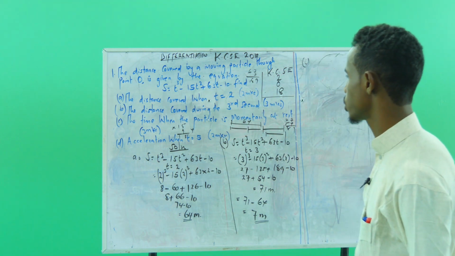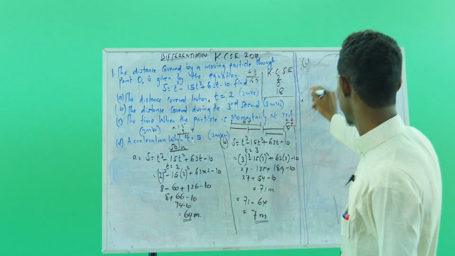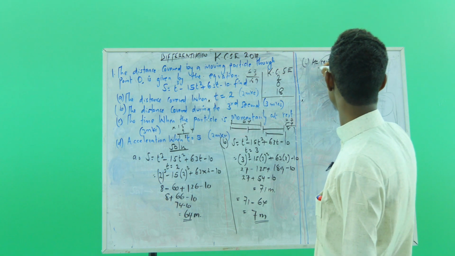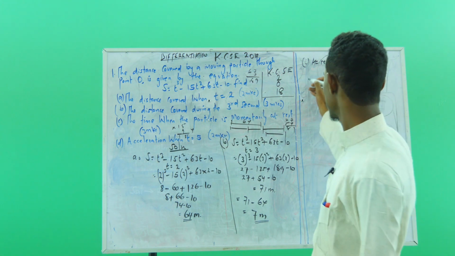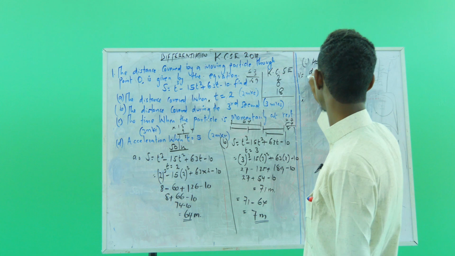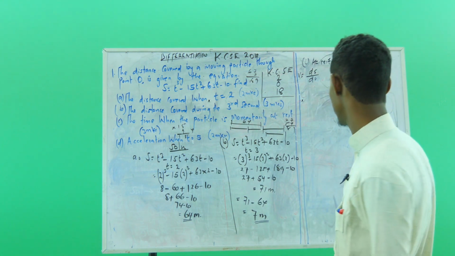Now part C of the question says the time when the particle is momentarily at rest. At rest, V is equal to 0. And here we have S. How do we get V? V is equal to ds over dt. That is the differentiation part.